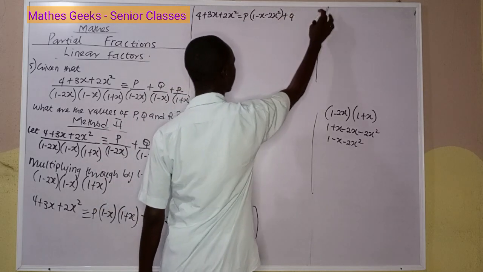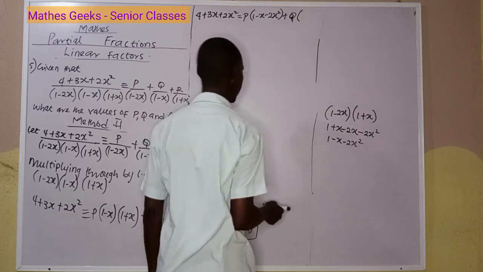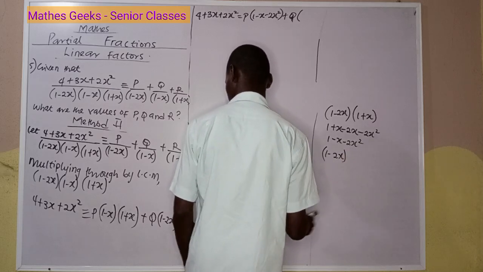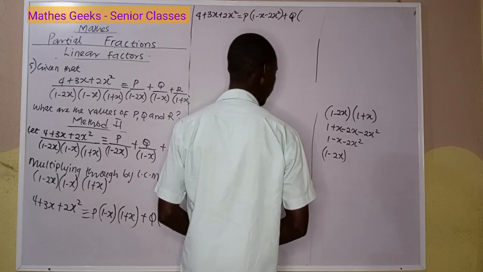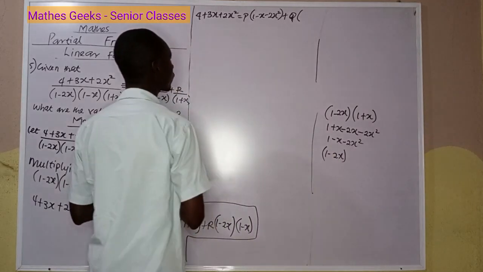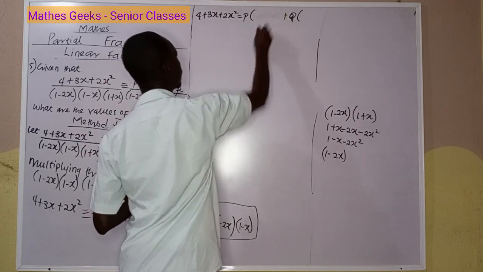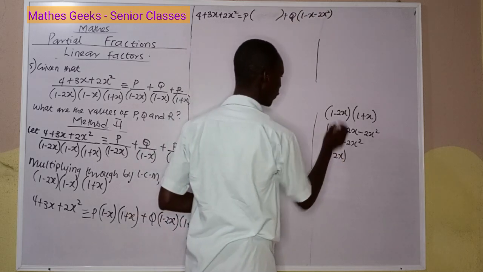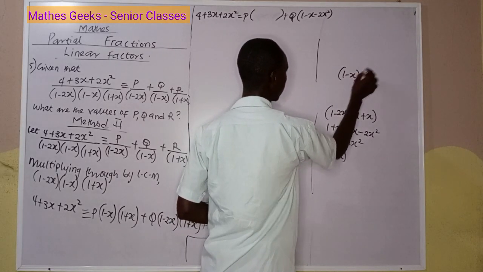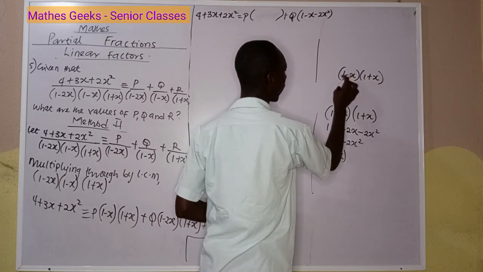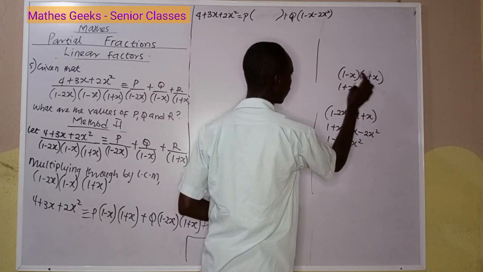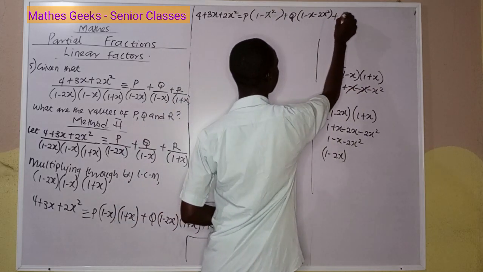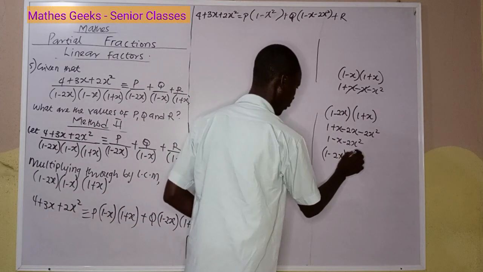So plus Q. For Q we have (1 − 2x)... oh, what I did, this one is not possible for Q. Okay, so let me erase it. For Q, it's going to be (1 − x)(1 + x) with (1 − 2x) in place. So 1 times 1 is 1, 1 times x is plus x, minus x times 1 is minus x, and minus x times x is minus x², so we eliminate the x terms. Q gives us 1 − x². So plus R will give us (1 − 2x)(1 − x).